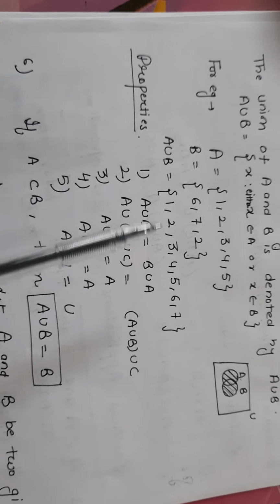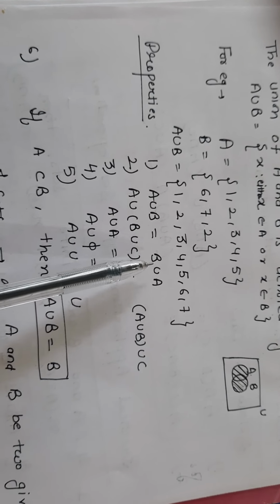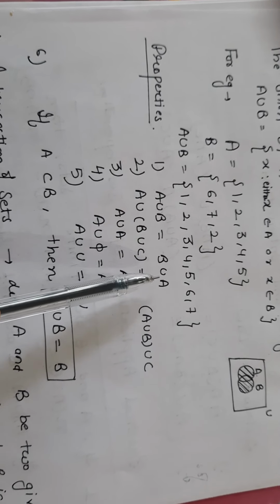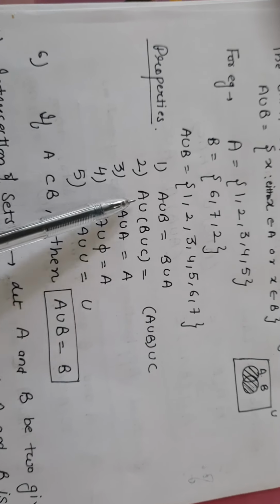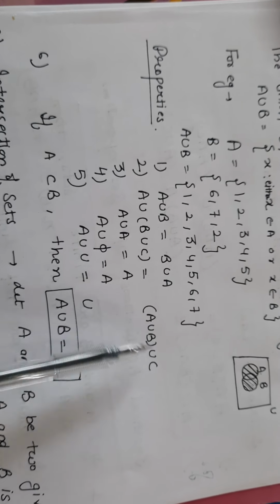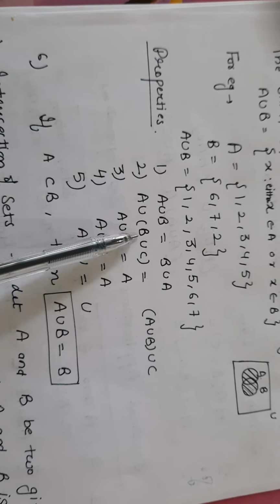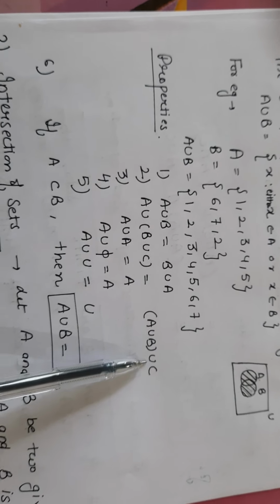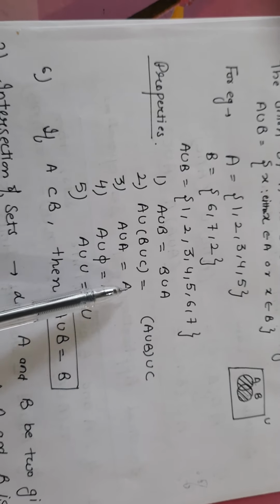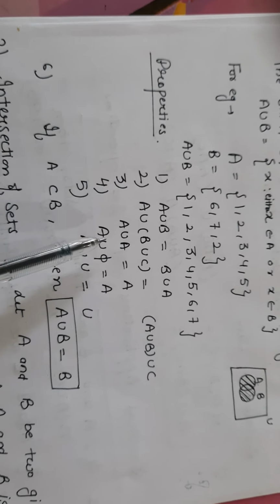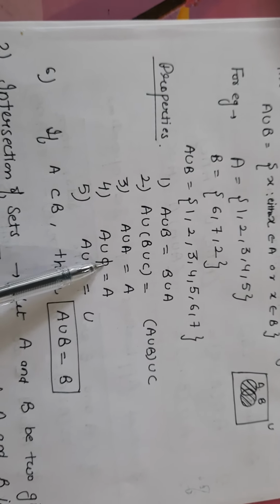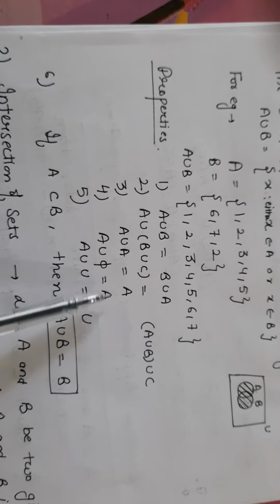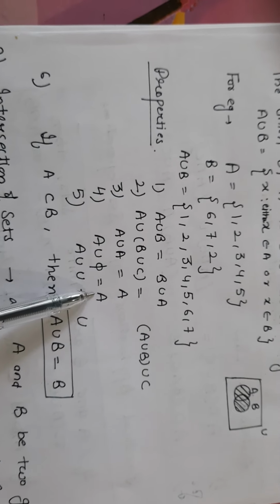Now properties. A union B is always equal to B union A. This is known as your commutative law. Then associative law. This is also true. A union (B union C) is equal to (A union B) union C. Now A union A is equal to A. Fourth property, A union phi. Phi means empty set, or no element. So the union is equal to the whole set A.